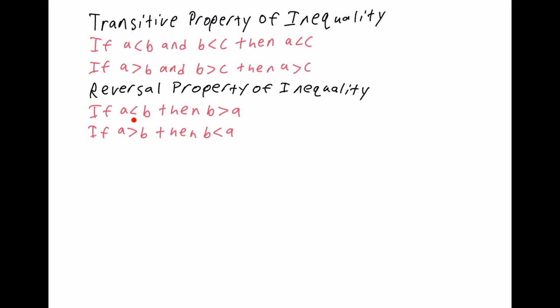So if A is less than B, then B is greater than A. You got to switch everything. And this will be a property you use usually at the end of a problem if your variable is on the right side, just like you did with the law of symmetry. Symmetry property of equality.